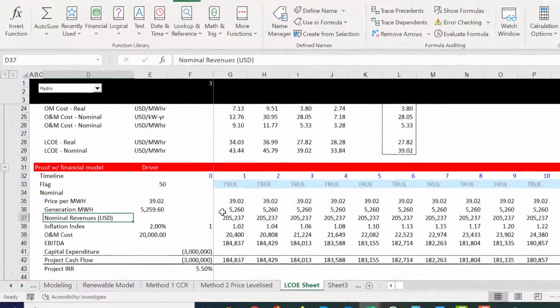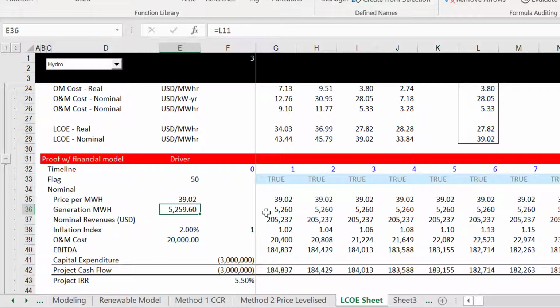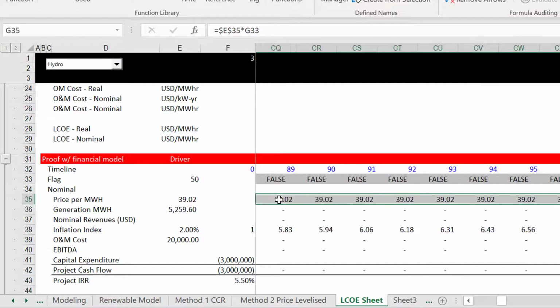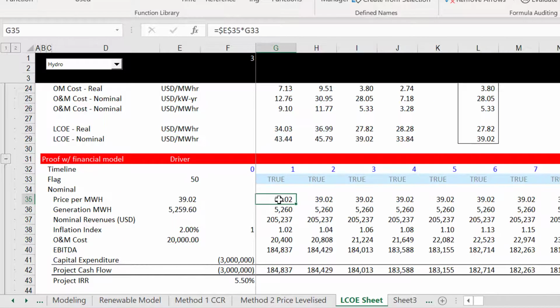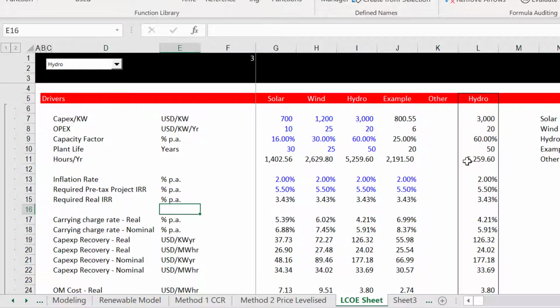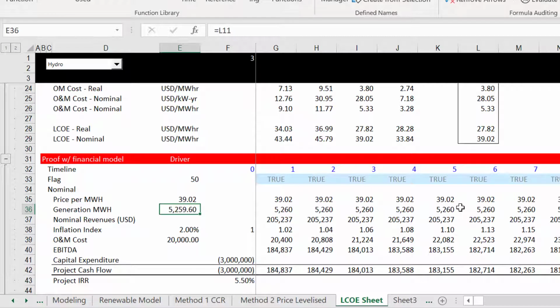So we get now, if we use this one, which is the nominal amount, not the real amount. Notice the real and the nominal are here. And we just hold this nominal price flat and then put the generation and then put our nominal revenues in. And then when we get down to the O&M cost, we'll put a little inflation index using the drivers that come from all of this column over here.